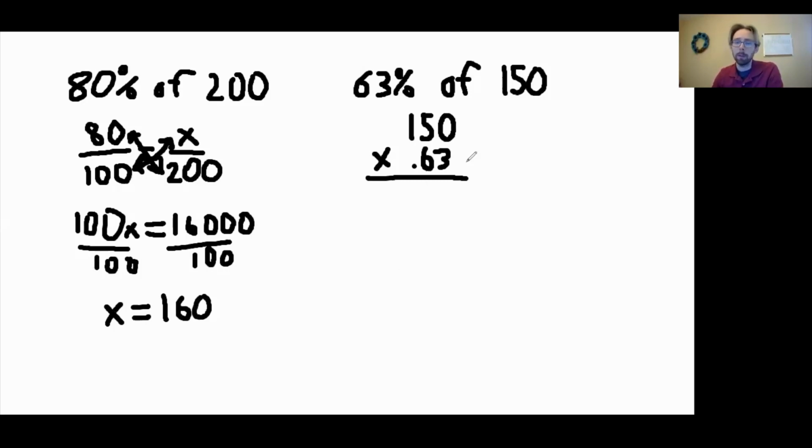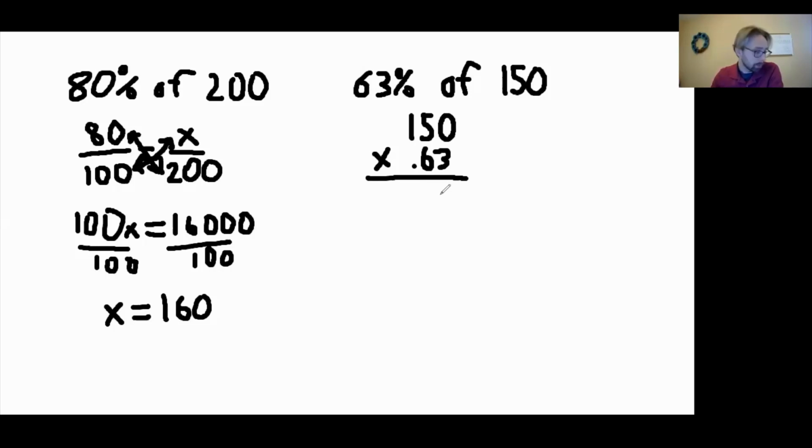Now, if we look at the second problem, 63% of 150. Well, if you turn the percentage into a decimal, then you can just multiply. And you're going to get that answer. So to change 63% to a decimal, if you watched my earlier video, you know how to do that. We're just going to move the decimal point over to the left 2 times and get 0.63.